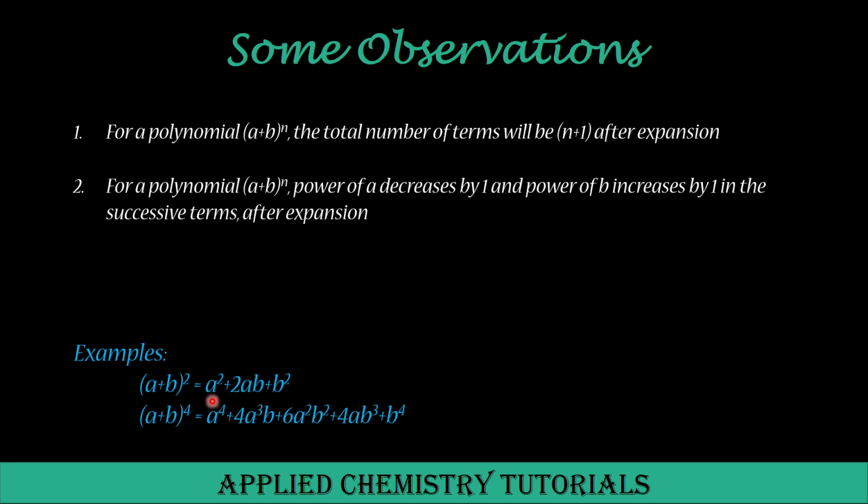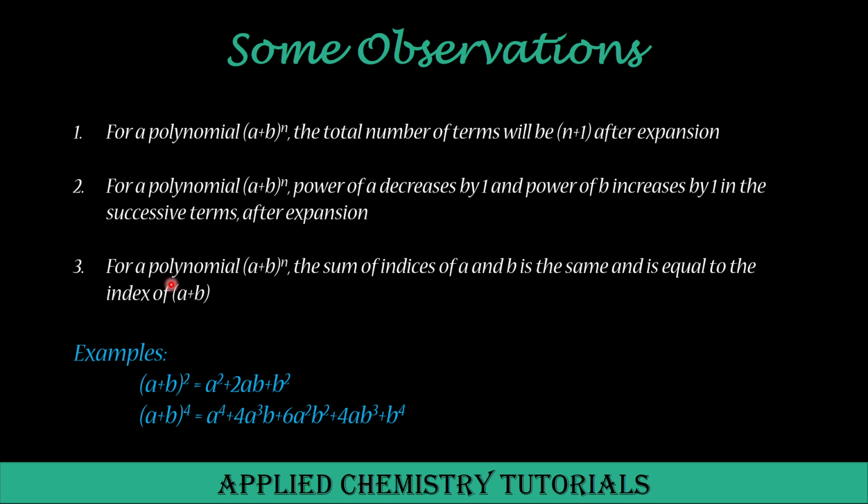Similarly, for b, the power of b in the first term is 0. The power of b here is 1, and in the third term the power of b is 2. And we can find it for (a + b)^4 as well. We can clearly see that the power of a decreases from 4 to 3 to 2 to 1 and finally to 0, and the power of b increases from 0 to 1 to 2 to 3 and finally to 4. And this can be found for all the polynomials.